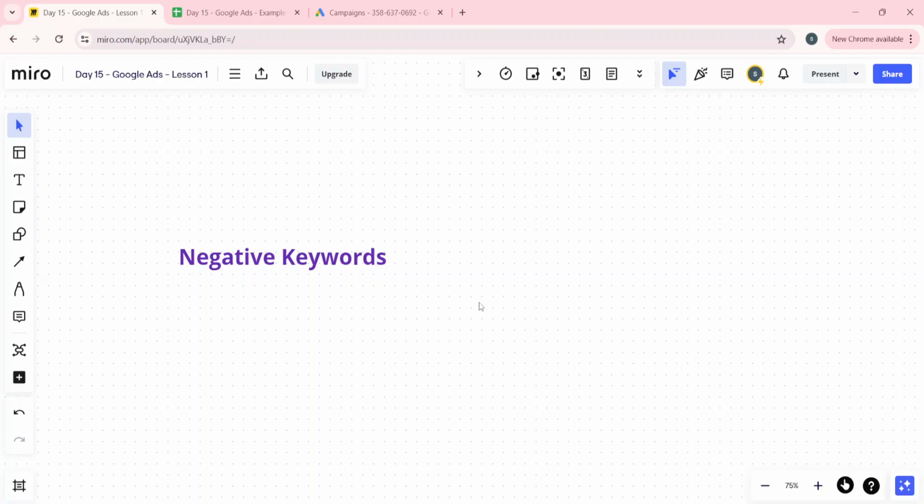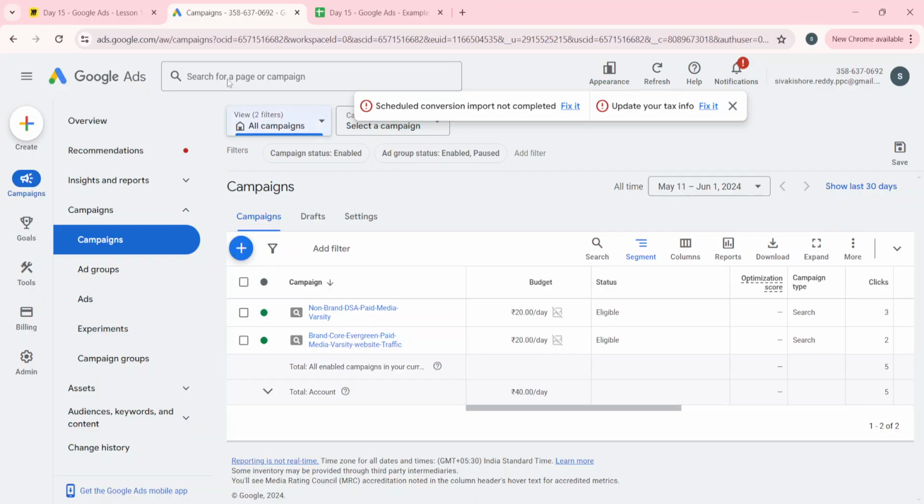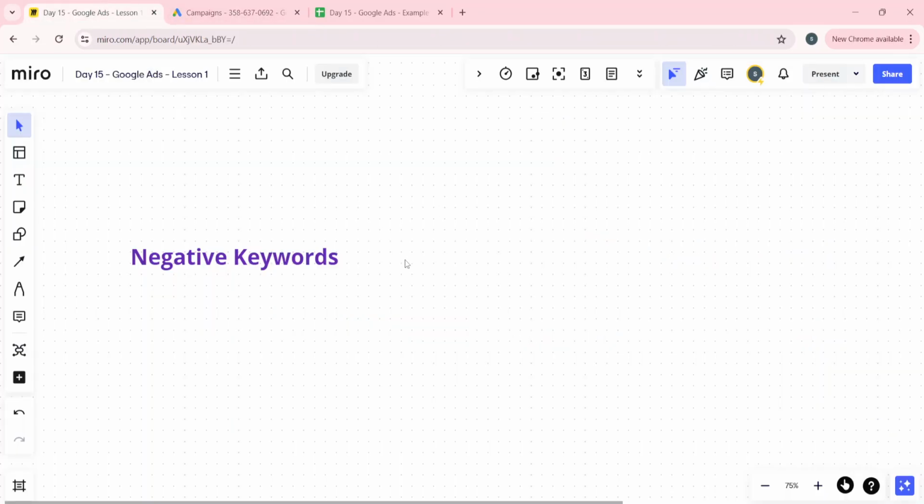So what are negative keywords? Let's say you are running search ads for a shoes e-commerce account, that is for sports shoes. A user comes into Google and searches for a query like casual shoes. Let's revise: your account has only sports shoes, but the user has typed casual shoes. As these are somewhat relevant, Google matches this query and keyword and shows our ad on the search engine results page.